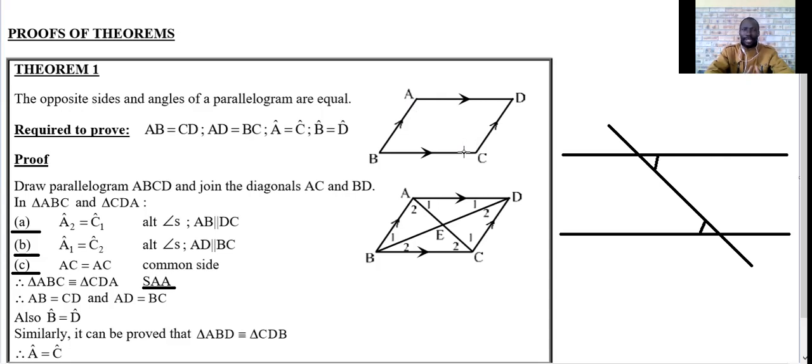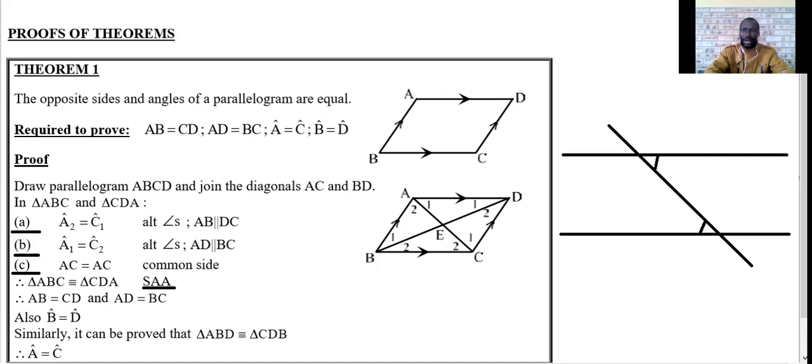So this is the first theorem. And I prepared it separately so that you can go through and watch again if you find that a step is not very clear. Now, in quick summary, this is what you would do to prove that AB equals DC and AD equals BC and the other two angles.